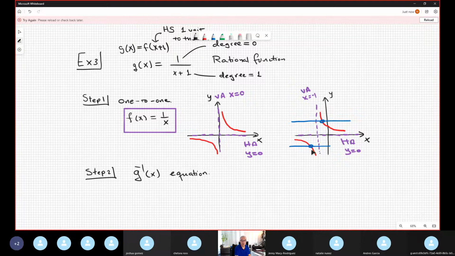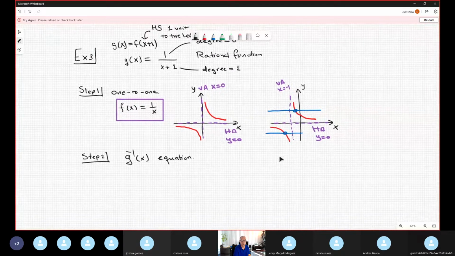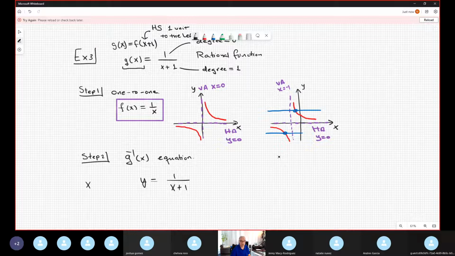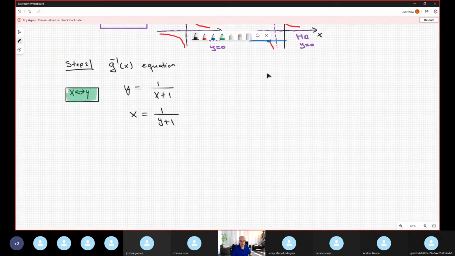I take the original and replace the function notation with y. So far, we are doing nothing. Now, this is a crucial moment in which you interchange x and y. Crucial moment. Now x is equal to 1 over y plus 1. Boom. And this is the inverse, but the problem is that it's not explicit, so it's not clear. So I try to do my best in order to isolate y.